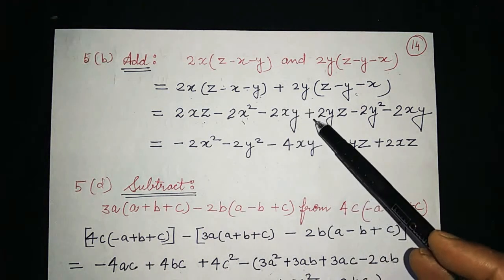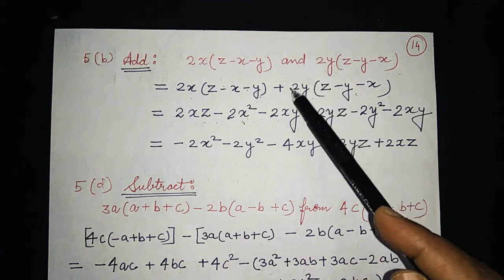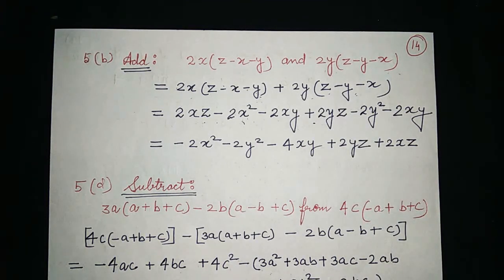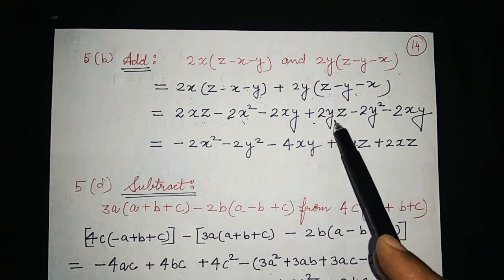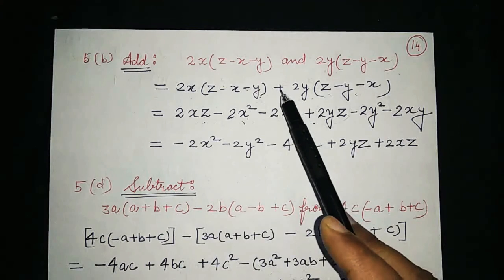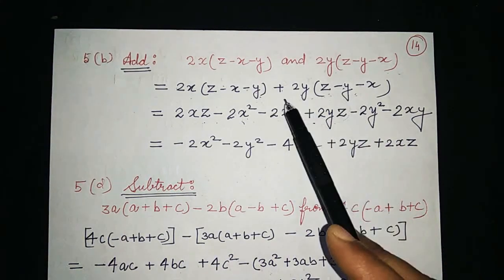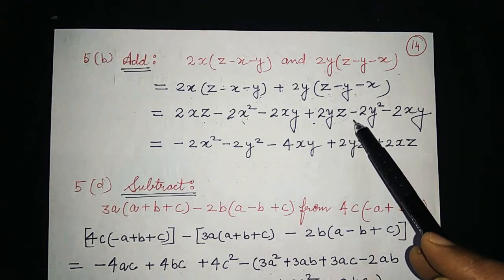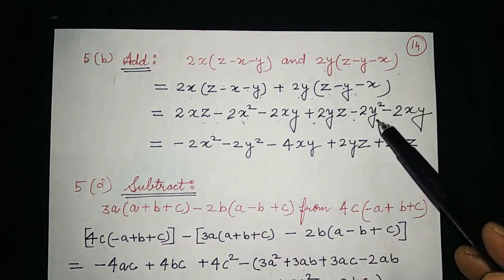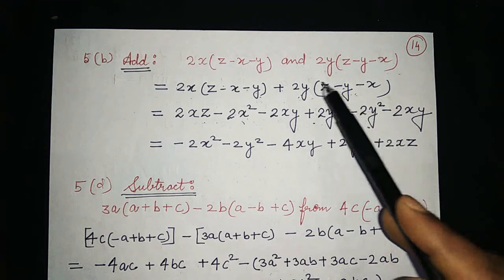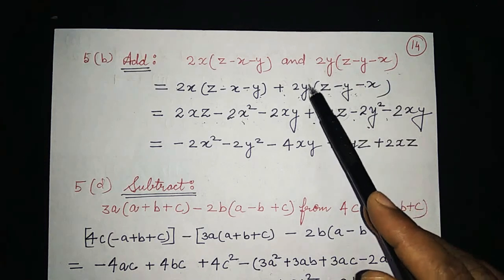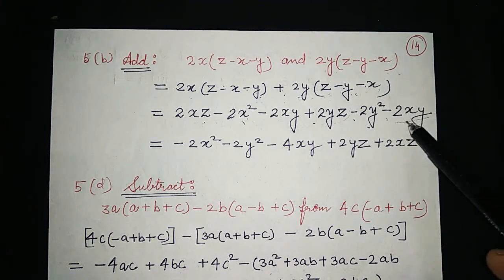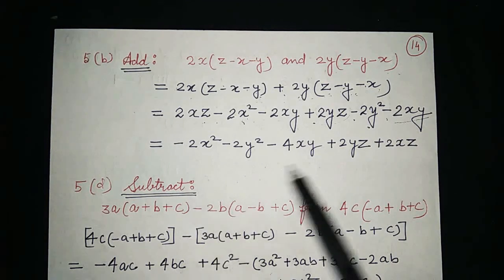Now we will put this plus sign, 2y and this z we will multiply, then what will come? 2y into z, 2yz. Now this plus and this minus, when we multiply we get minus, and 2y into y, 2y square, and this plus and this minus we multiply we get minus. Then 2y into x we will do, we will get 2xy. Now we will arrange it.